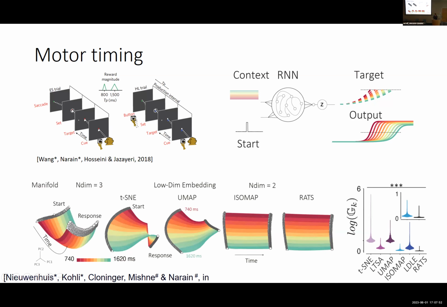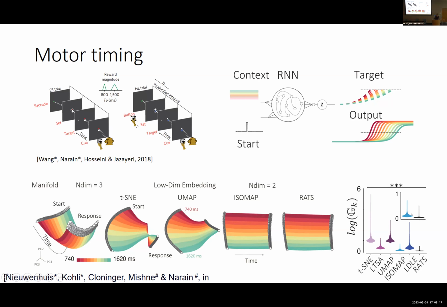So the timing manifold, if you reduce it using PCA, we get this curved manifold. And if we were to use nonlinear techniques in order to reduce the population activity, then we can see that Mishne and UMAP both introduce different types of distortions, whereas isomap and rats both reduce the dimensionality with very low global distortion. So those 2 are up here.